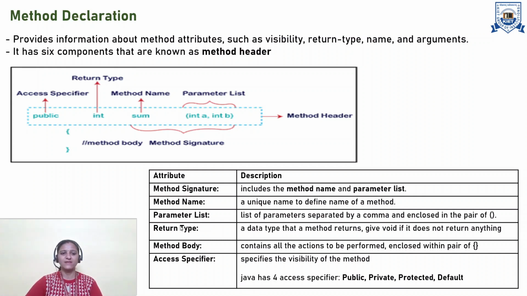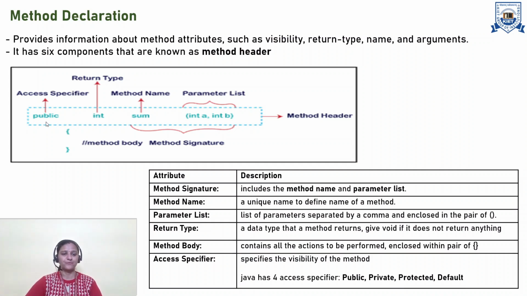The next one is return type. Return type is a data type that a method returns. If a method doesn't return any value, we give void in that case. Method body. This method body, which is written inside these curly braces, contains all the actions which a method is going to perform. They all are enclosed within this pair of curly braces.